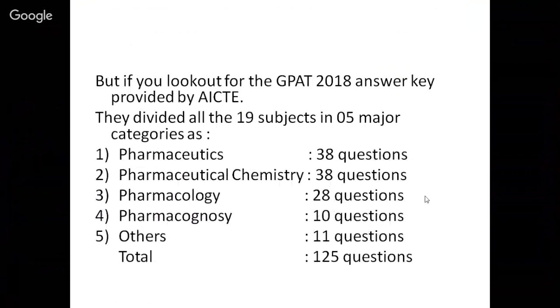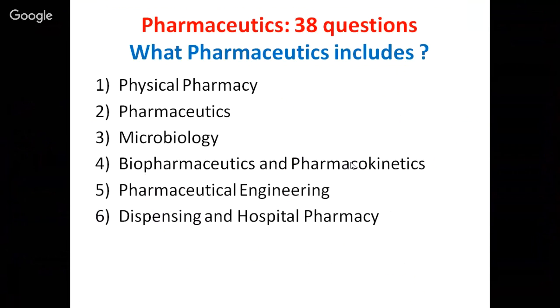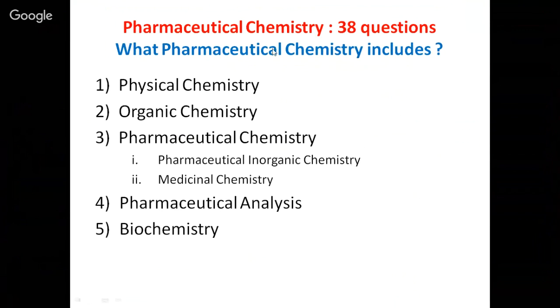The pharmaceutics section has 38 questions, and it includes physical pharmacy, pharmaceutics, microbiology, biopharmaceutics and pharmacokinetics, pharmaceutical engineering, and dispensing and hospital pharmacy. The pharmaceutical chemistry section includes physical chemistry, organic chemistry, pharmaceutical chemistry, pharmaceutical inorganic chemistry, and medicinal chemistry.